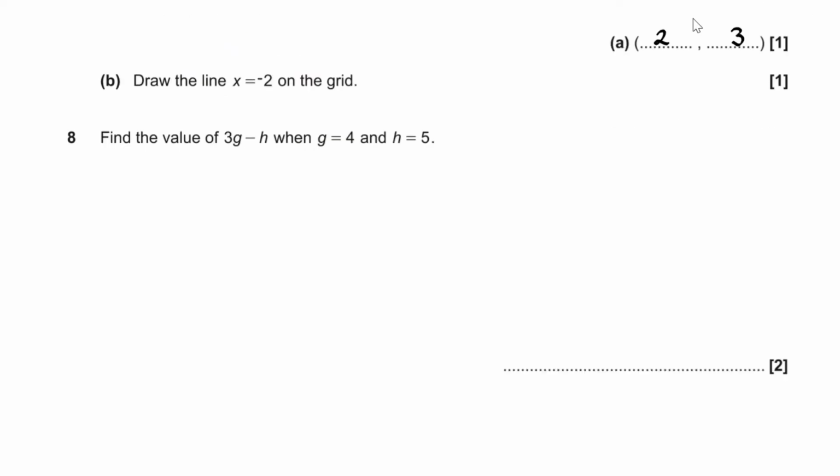Question number 8, we have to find the value of 3g minus h when g equals 4 and h equals 5. What you'd find over here then is when g equals 4 and h equals 5, we have 3 lots of 4 minus 5, so we've got 12 minus 5, which is 7. So the value of 3g minus h given these conditions is equal to 7.